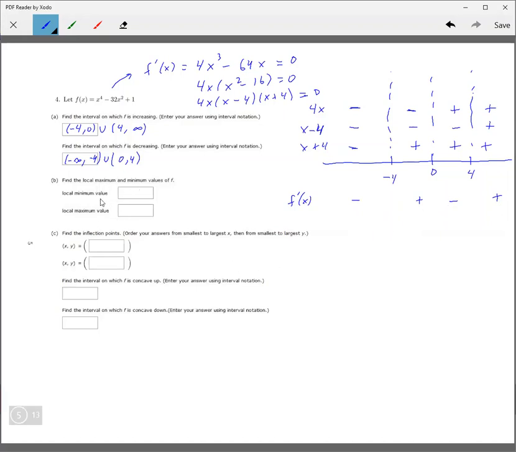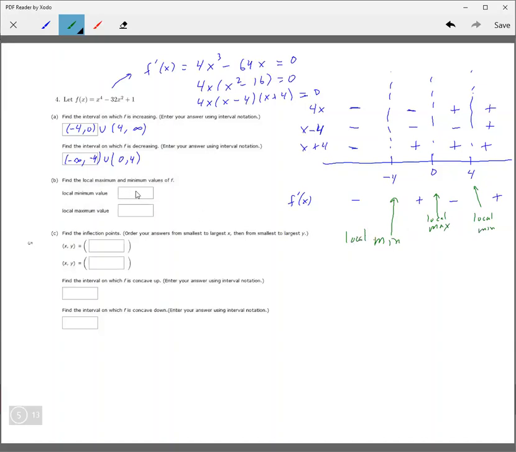Okay, local maximum and minimum values. For this one, we have to think: the function is decreasing, and then it's increasing here, so there will be a minimum here. It's increasing and then decreasing, so this will be a local maximum. And there'll be a local minimum here. So it's decreasing and then increasing, local minimum. Increasing and then decreasing, local maximum. Decreasing, increasing, so that's the local minimum. Okay, so we have those.